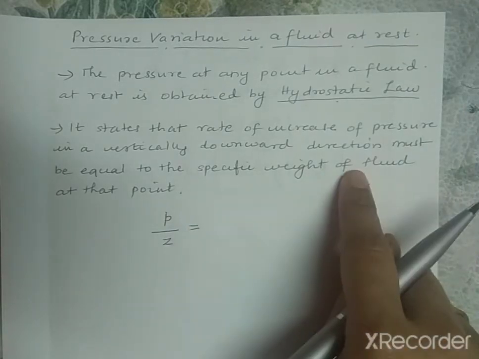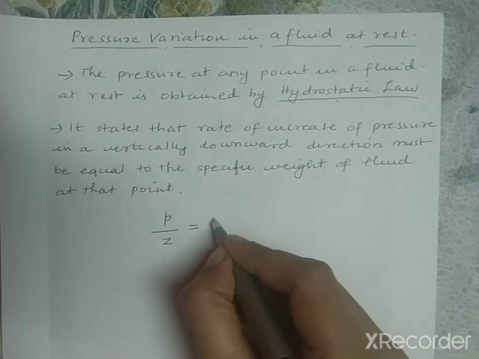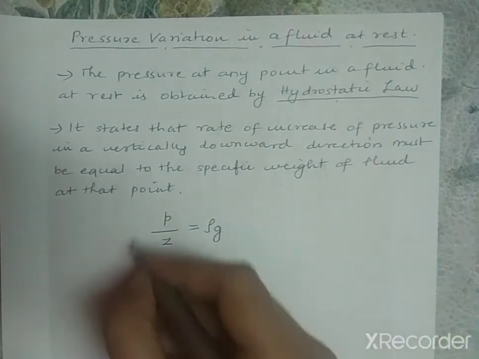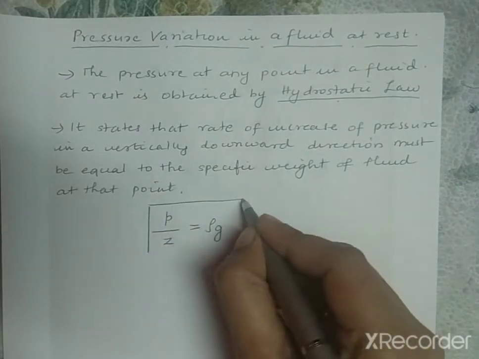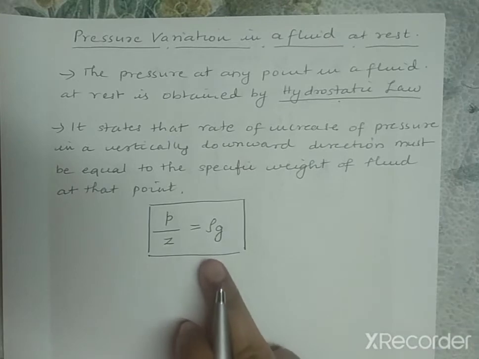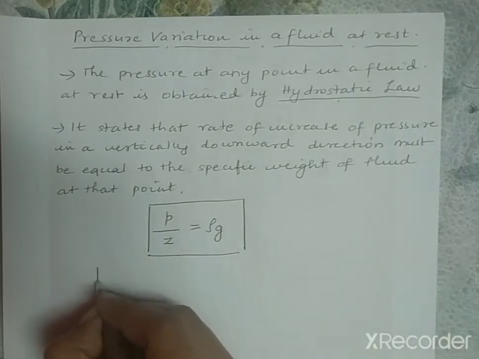So what is specific weight? Specific weight is rho into g, isn't it? So this statement can be mathematically written like this. Now we have to prove this particular statement.